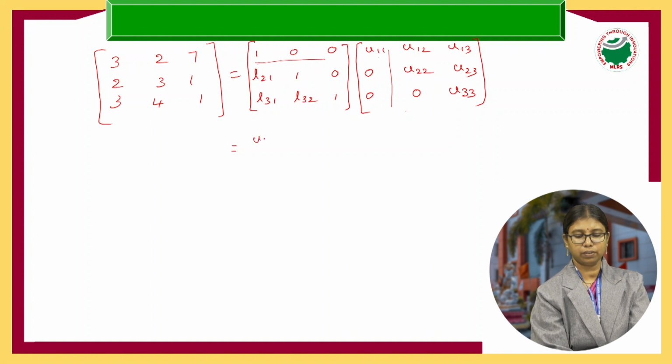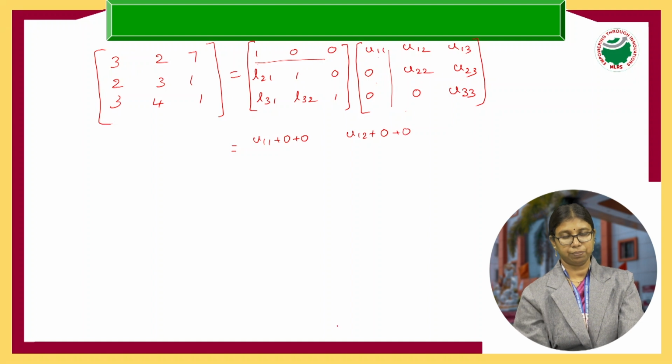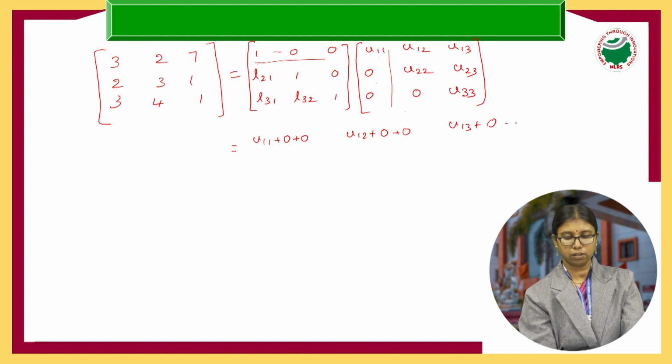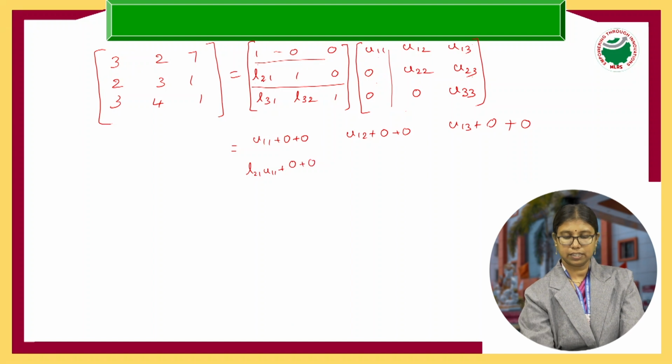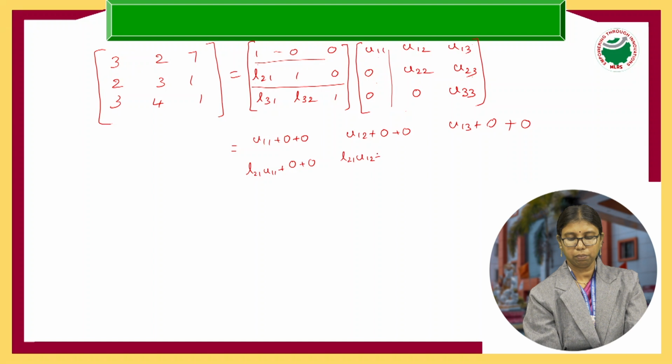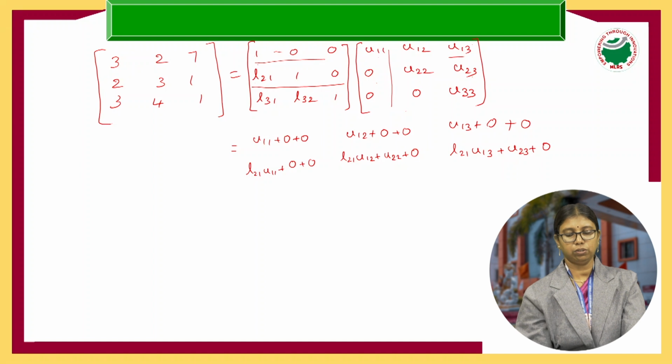So 1 into U11 plus 0 into 0, 0 plus 0 into 0, 0. Next, first row into second column, that is 1 into U12 plus 0 into U22, 0 plus 0 into 0, 0. Next, third column, 1 into U13 plus 0 into U23 is 0 plus 0 into 0 is again 0. Now second row column wise, so L21 into U11 plus 1 into 0, 0 plus 0. Next, L21 into U12 plus 1 into U22 plus 0. Next one, L21 into U13 plus 1 into U23 plus 0 into U33, 0.